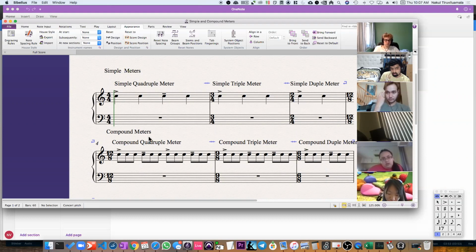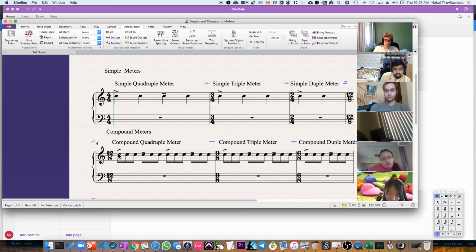Now, compound meters basically have the same number of big beats as the descriptive term that accompanies it: quadruple would have 4 big beats, triple would have 3 big beats, and duple would have 2 big beats. The compound refers to the fact that you're taking each of these simple meters and subdividing each of the beats into 3.